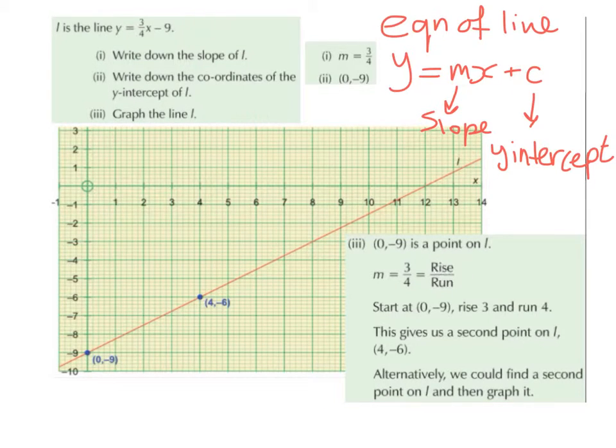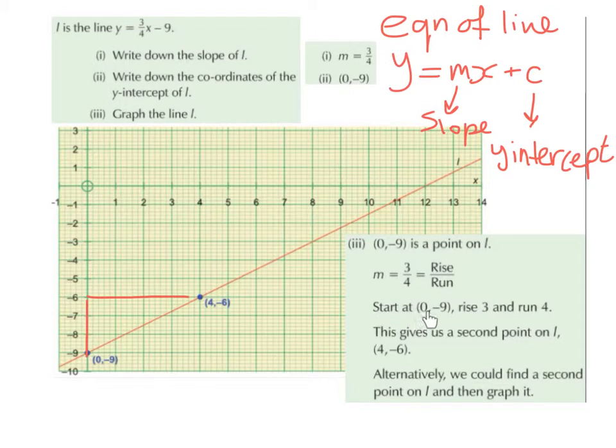The rise stands for the number of steps up, and the run stands for the number of steps across. So we're going to start at 0, minus 9, which is here. We're going to rise 3, so we're going to do 3 steps up, and we're going to run 4, 4 steps across. So starting at 0, minus 9, we're going to go up by 3, 1, 2, 3, and go across by 4, 1, 2, 3, 4, and we plot our point. And this happens to be the point 4, minus 6.